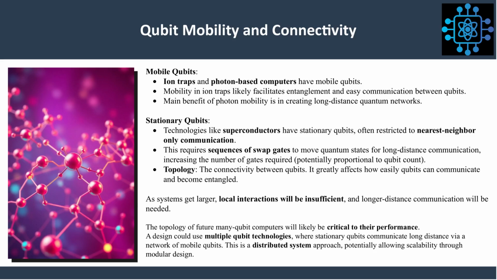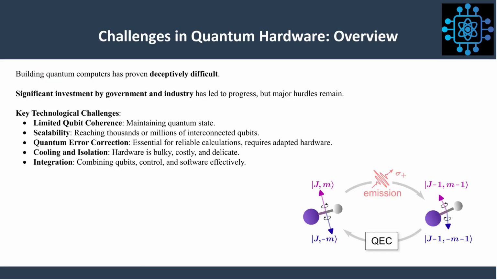In contrast, stationary qubits, like those in superconductors, rely on swap gates for communication, increasing gate complexity. Future quantum computers may integrate both types, leveraging mobile qubits for scalable, modular designs, enhancing connectivity and performance. Quantum hardware faces significant challenges.